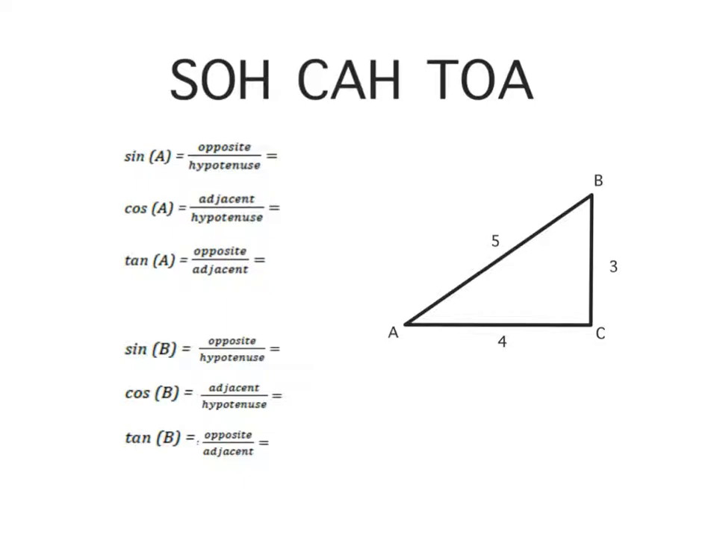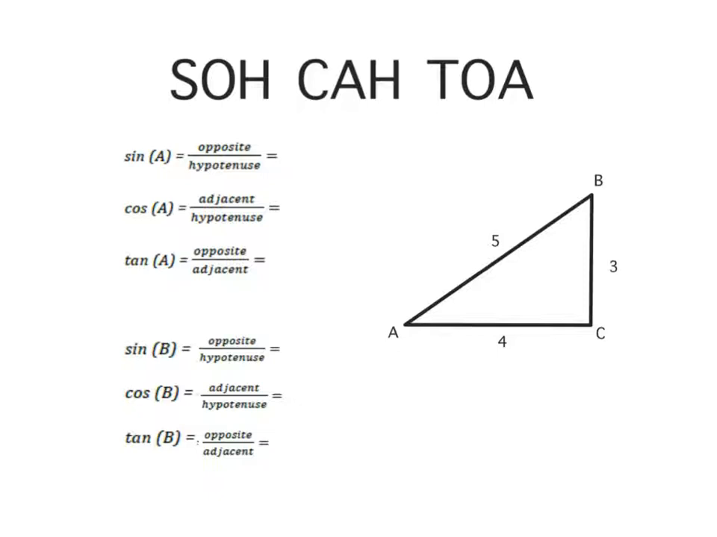All right, so let's take a look at SOH CAH TOA. SOH CAH TOA up here is a mnemonic device that's very helpful for us to help us remember the different components that go together when creating trigonometric ratios.